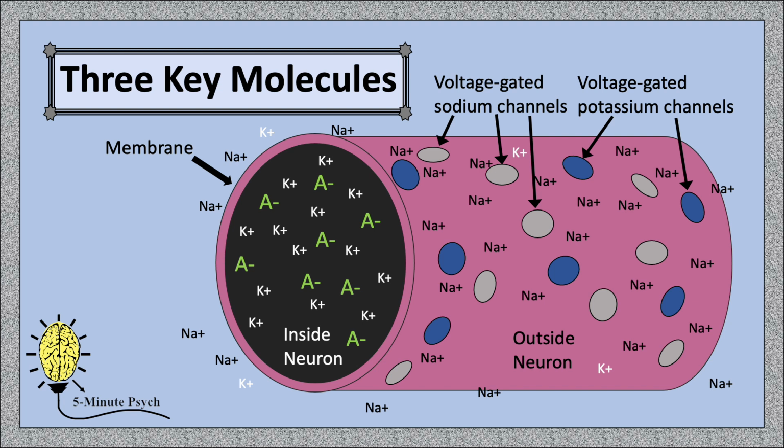Now, organic ions don't have any doors, and that means they're stuck inside the neuron forever. Because they have a negative charge, they certainly contribute to the negative resting potential of a neuron.